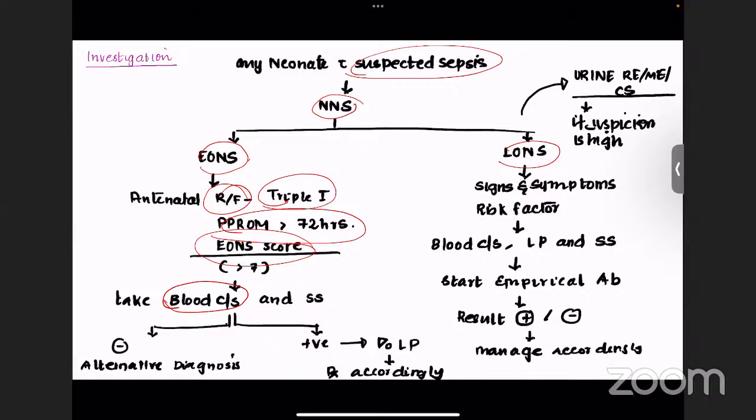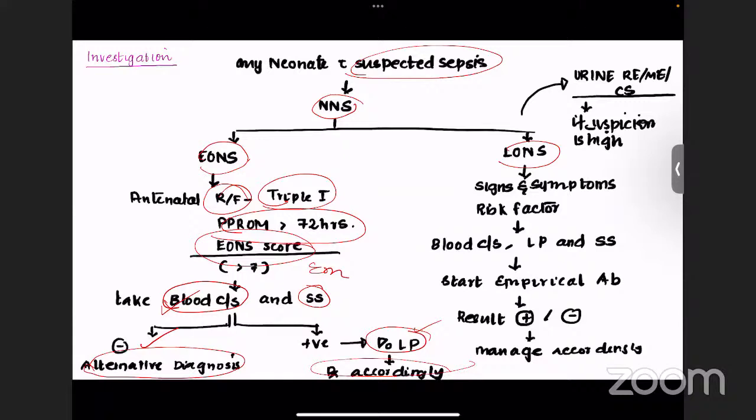So if the score is more than 7, then do a blood culture and sepsis screen, and also start empirical antibiotics. If the blood culture and sepsis screen turn out to be negative, stop antibiotics and find out any alternative diagnosis. But if both are positive, then do an LP, that is lumbar puncture, and treat accordingly.